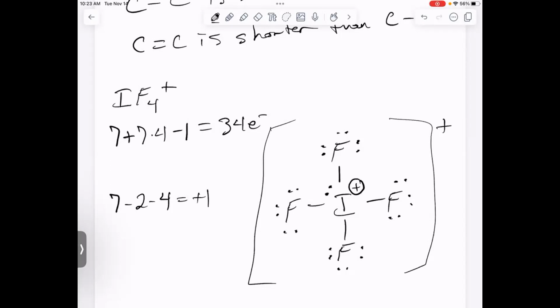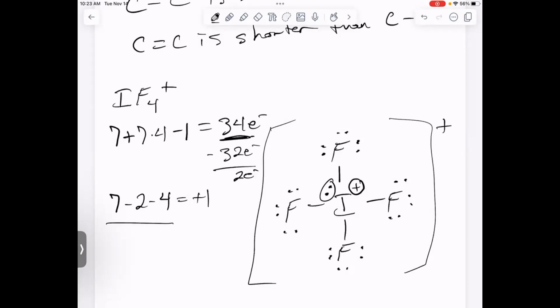Questions going through any of the steps? Why we added these? We added those because we had 34 electrons to start with. Once we'd filled all the outer octets, we looked at how many total electrons we'd added to the whole structure at that point, and we'd used 32. So we're seeing what's left.